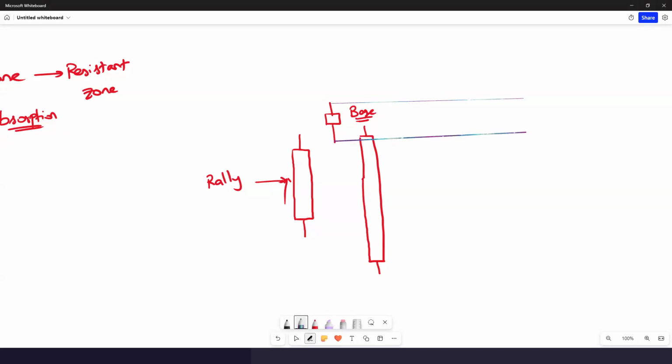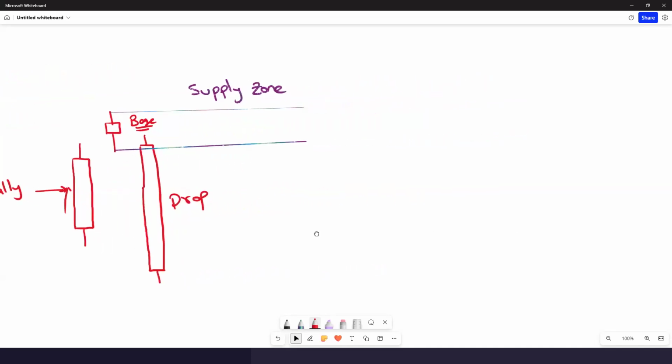So what kind of zone is it? It is more of a supply zone. So we have a rally, we have a base, and then we have a drop. This is what we call rally base drop. So rally base drop creates a supply zone. A supply zone also gets created if I am seeing a drop base drop. Sometimes we might see a different kind of structure. We call it drop base drop. Let's say the price already dropped.